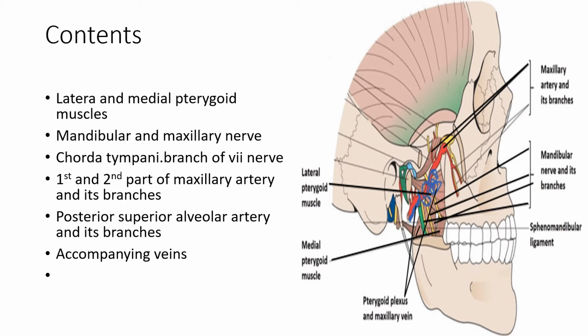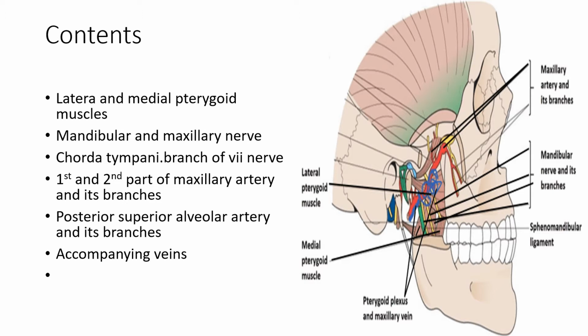So two muscles are included in it. One is the medial pterygoid and one is the lateral pterygoid. So the nerves involved are the mandibular and the maxillary nerve. This picture shows the contents, clearly showing you that the maxillary nerve and the mandibular nerve both are the contents of this fossa.